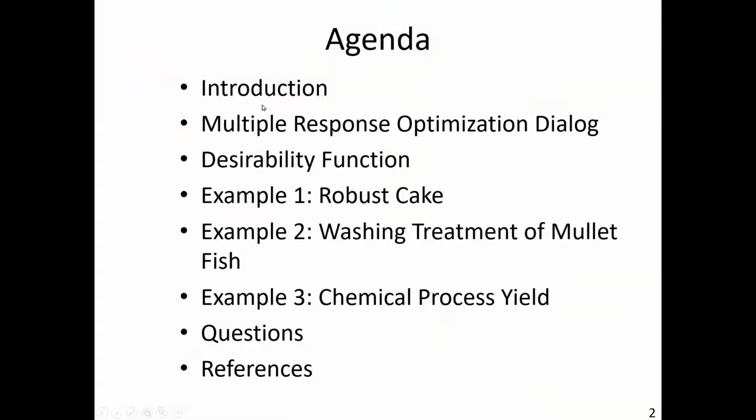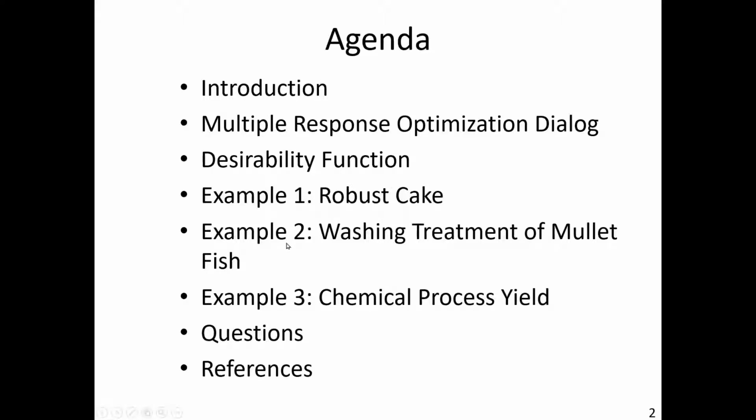So our agenda, we will do an introduction to multiple response optimization and look at the multiple response optimization dialog. We'll talk about the desirability function. We'll look at a very simple example to start, which is the robust cake example. This is something we've used before in other examples, other case studies, and is a nice introduction to robust design.